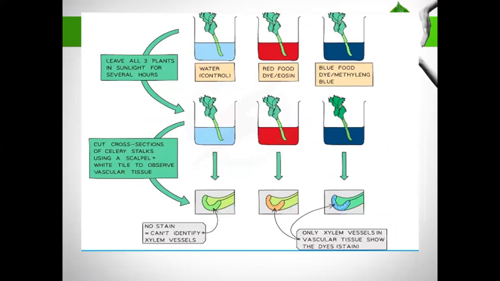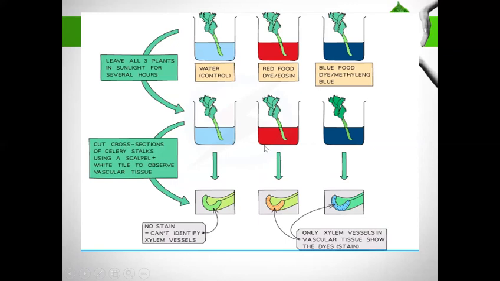Now here you can see, sometimes you are given an experiment: how do you prove that xylem vessels are responsible for transporting water and minerals? What we have to do is take one plant having leaves, the roots of the plant are cut, and we put this root of the plant into red food dye, which we call eosin. And another is put into blue food dye, that is methylene blue.